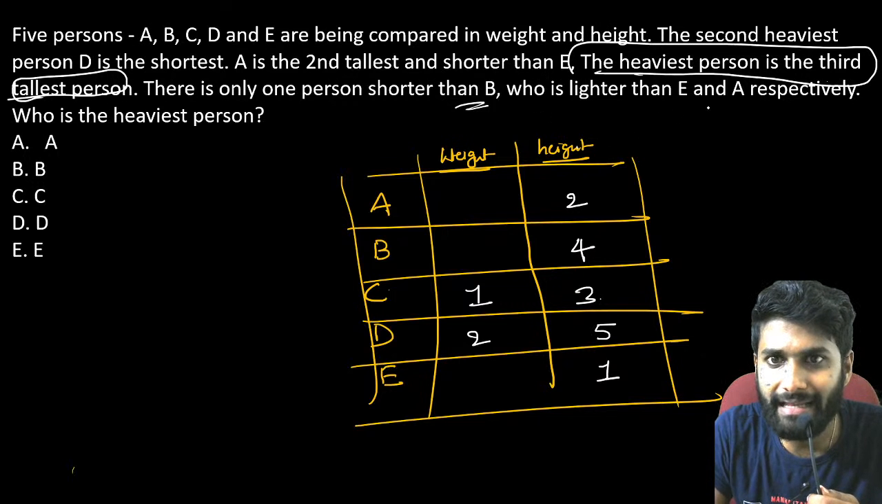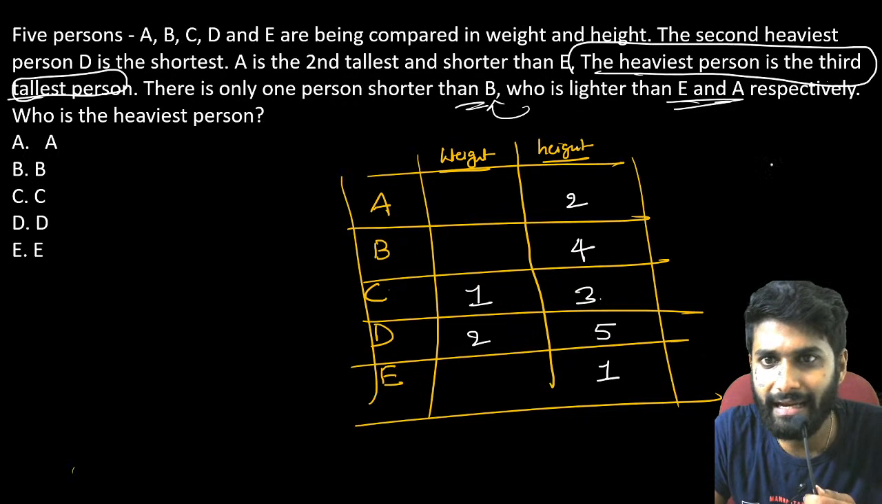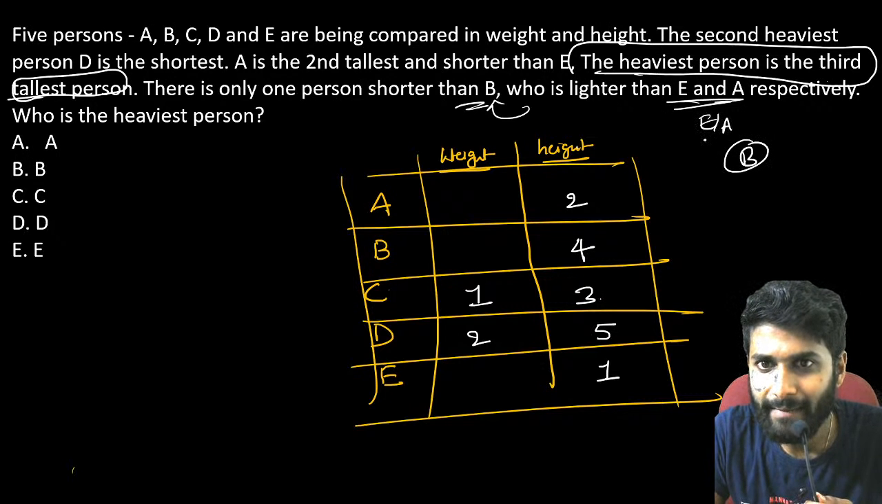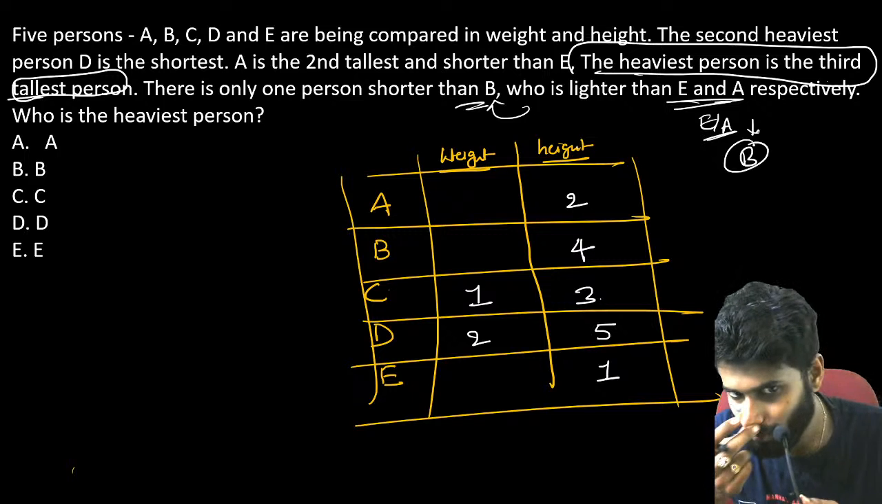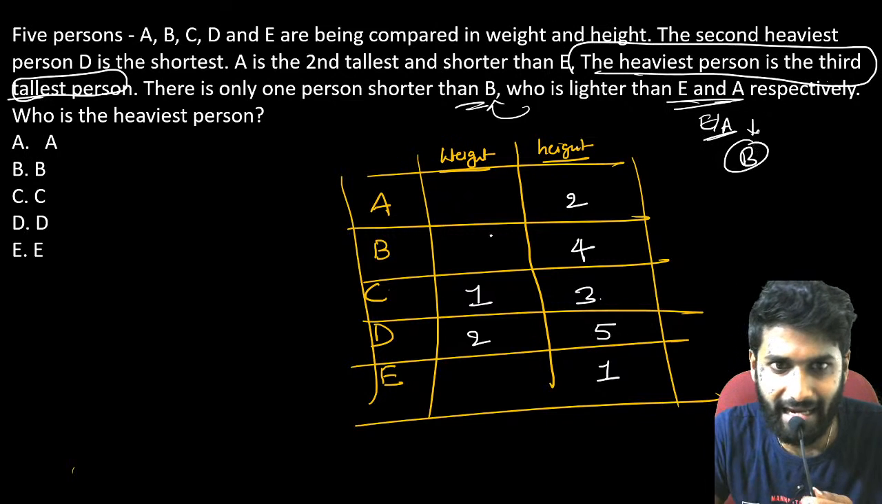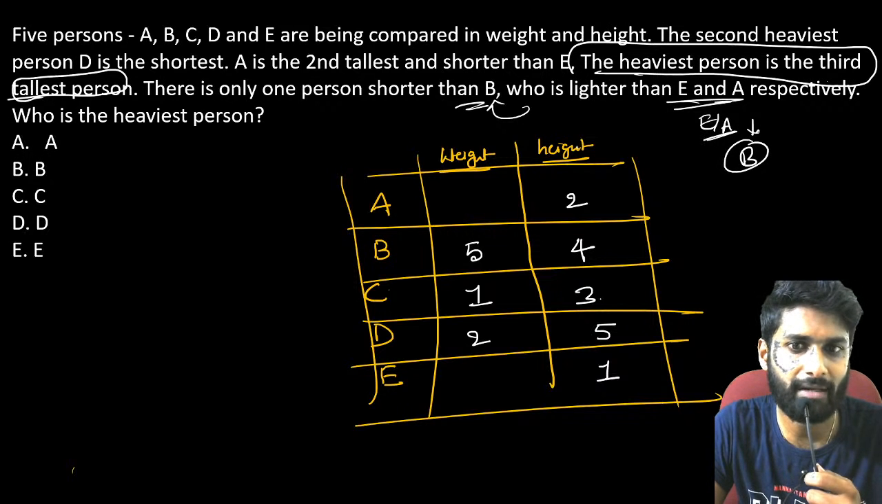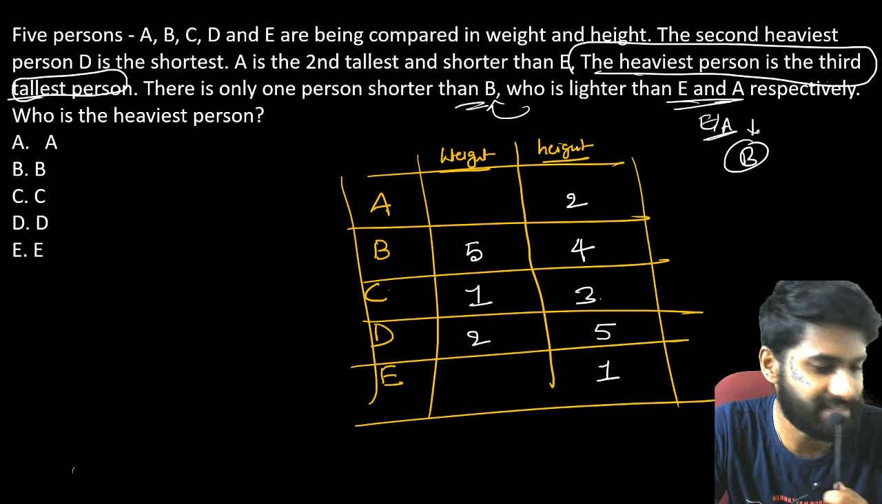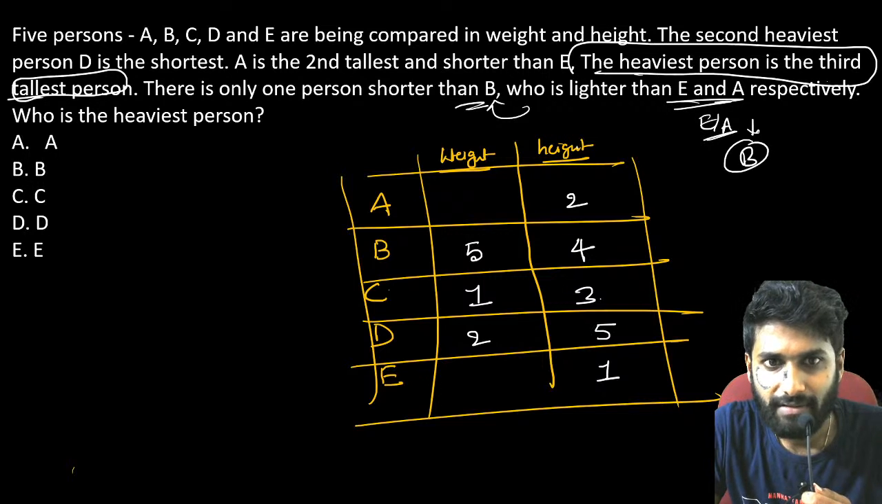There is only one person lighter than E and A. So who is lighter than E and A? See, B is lighter than E and A, which means you can confirm that B is the fifth rank. That is the last rank. Next one, then what about A and E?